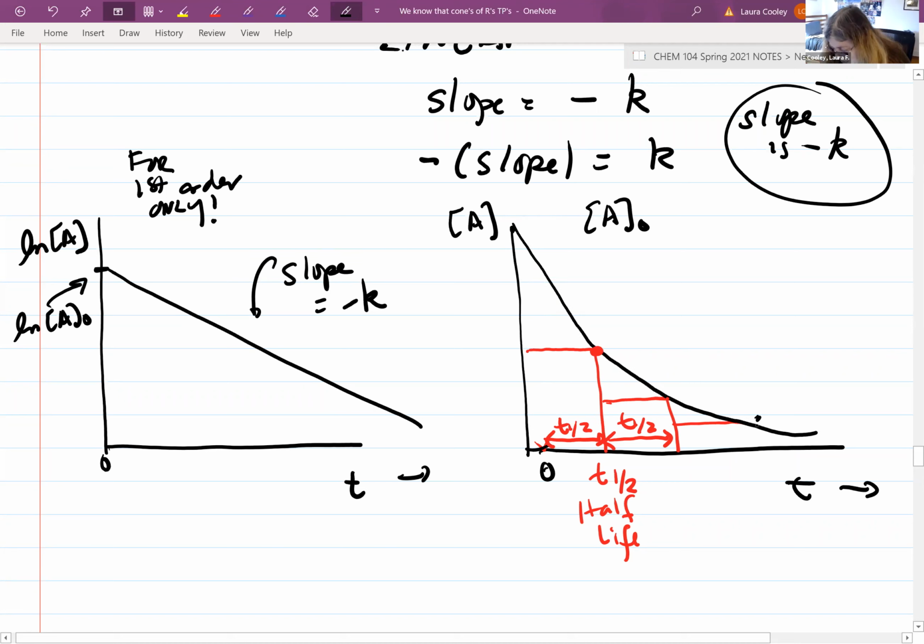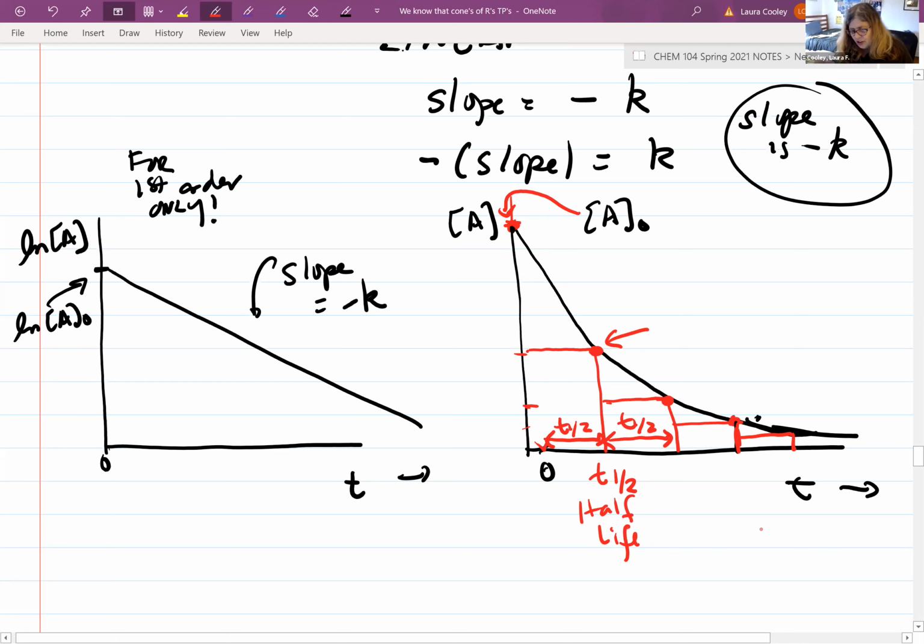Oh, it's a terrible drawing. But anyway, every time a half-life passes, it goes down to half of what it was before. So this point is half of this. That's initial. This point is half of this, right? This point here is half of this. This point here is half of this, etc.